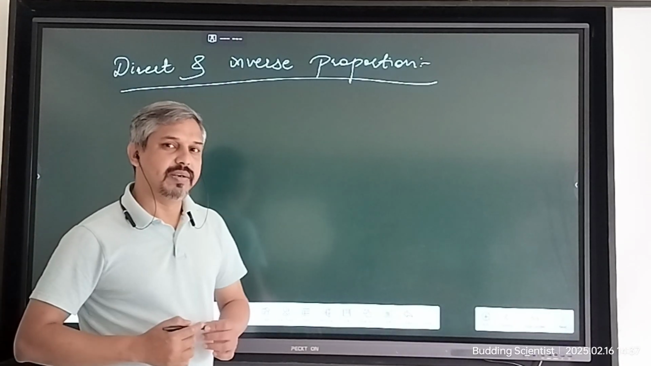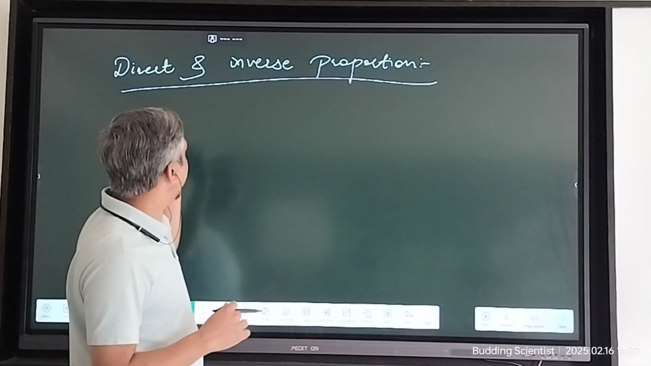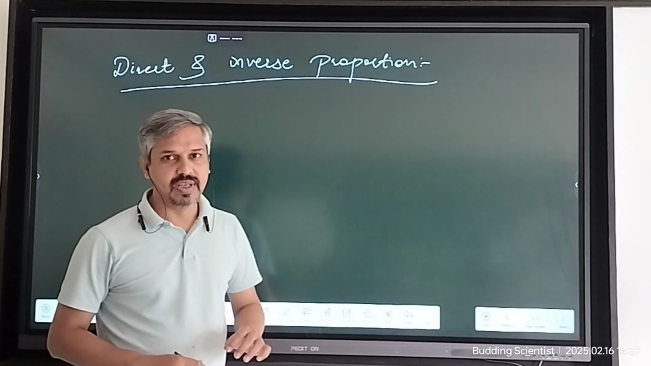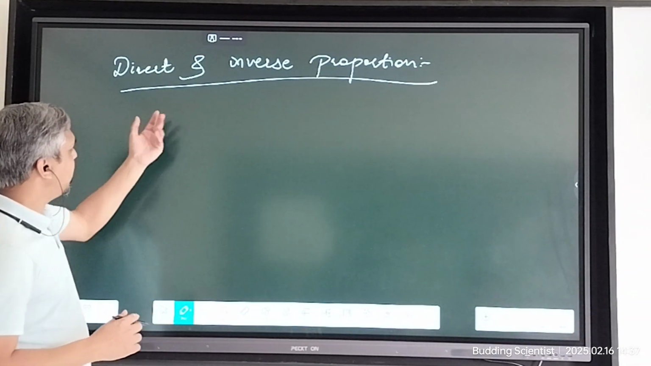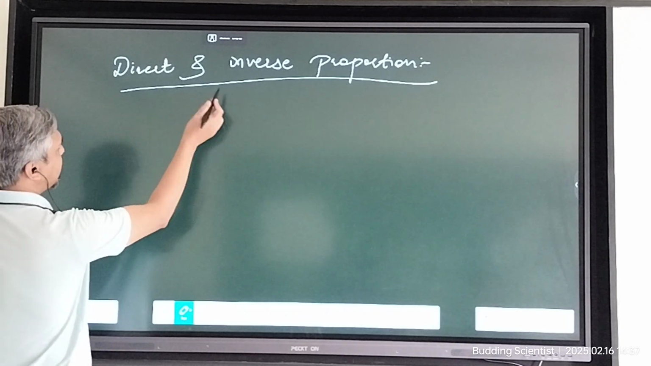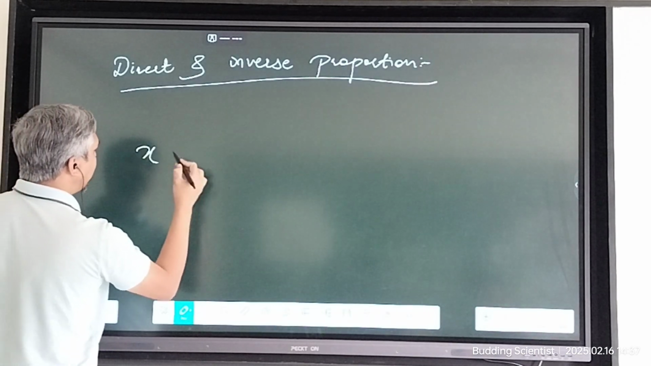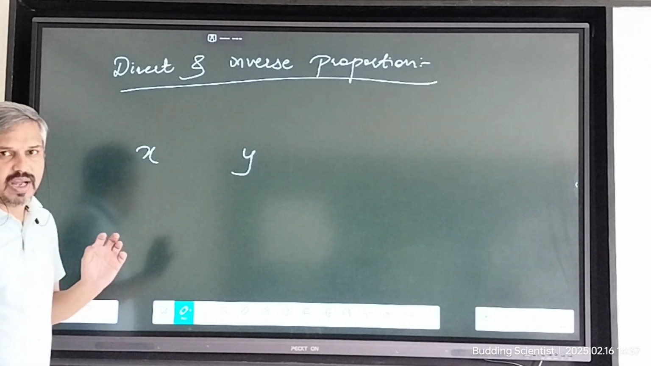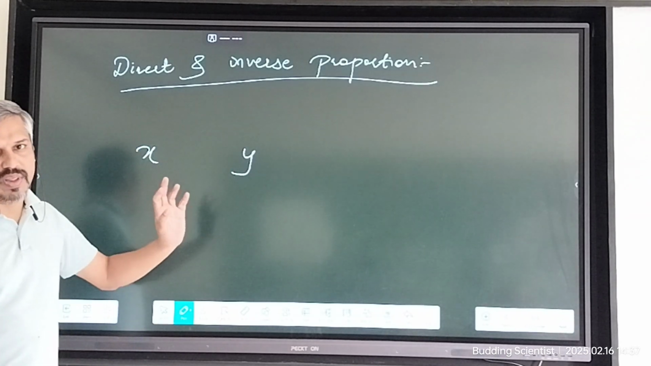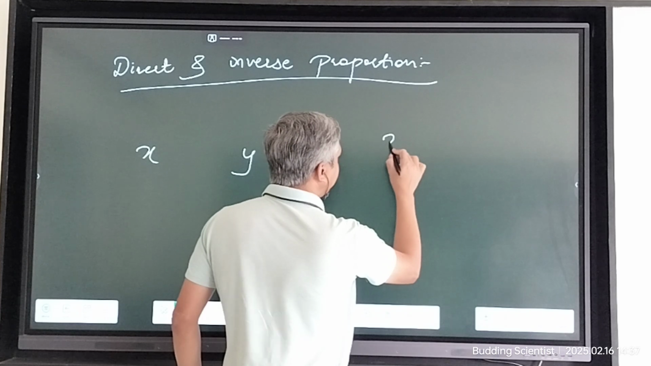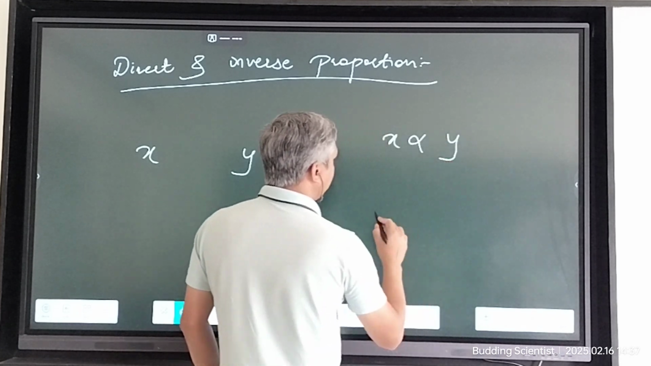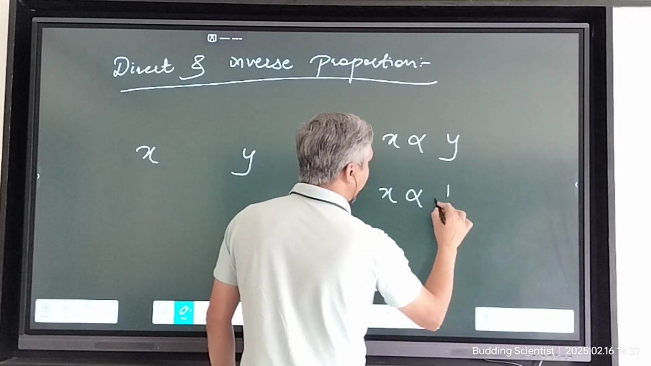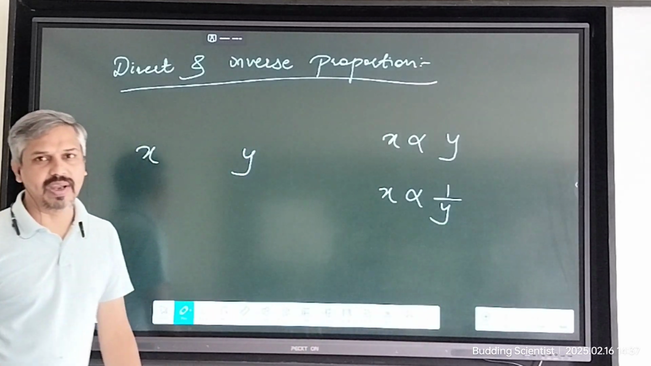Hello everyone. Today we will study the chapter direct and inverse proportion. In the entire chapter of proportion, we have two entities, x and y, and they can have a proportionality between them. One proportion is when x is directly proportional to y. The second proportionality is when x is inversely proportional to y.